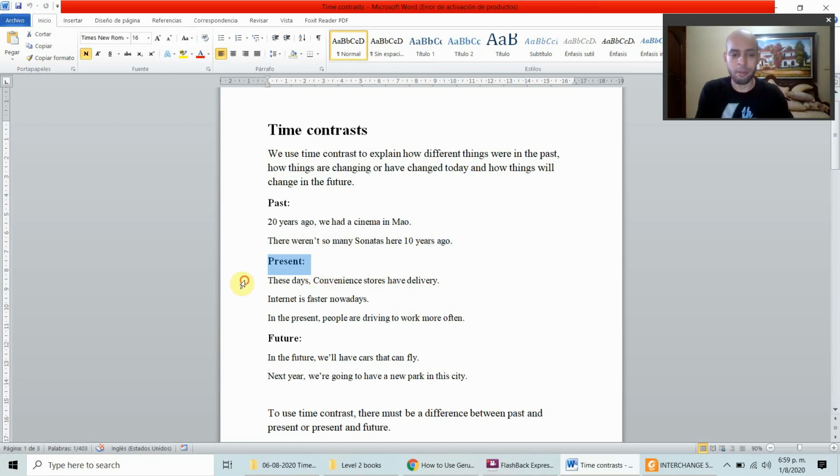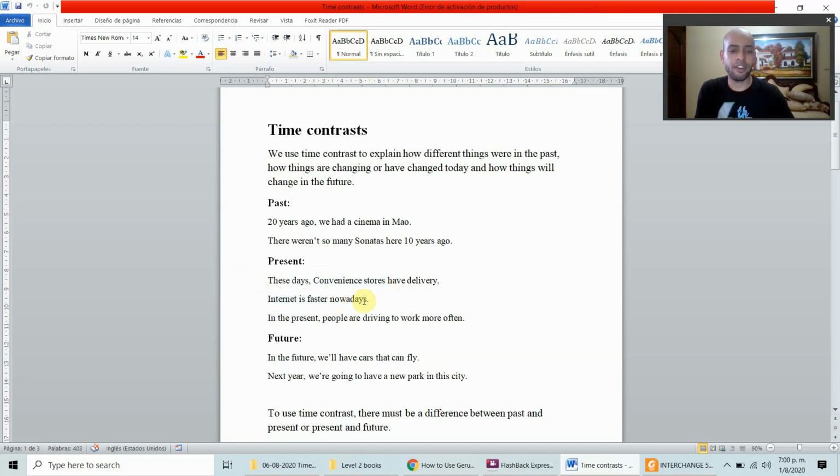So let's take a look at the present examples. These days, convenience stores have delivery. So before we didn't have delivery. Do you remember, like 10 or 15 years ago? We didn't have deliveries. Colmados didn't have deliveries. Convenience stores didn't have deliveries. And now it seems like every convenience store, colmado, bodega, or supermarket has delivery.